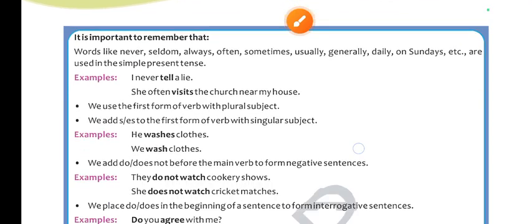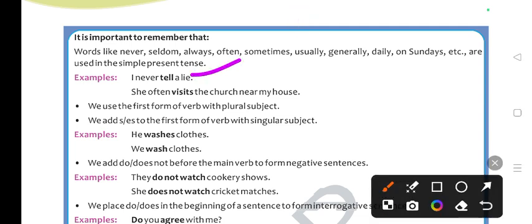Okay, there are some important points which you need to remember. Words like never, seldom, always, often, sometimes, usually, generally, daily, on Sundays, etc. are used in the simple present tense. For example, I never tell a lie. It is used here in simple present tense. She often visits the church near my house.